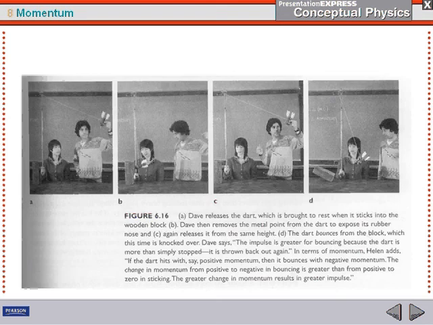And here's another picture of the demonstration. In the first one right here, the wooden block is hit with a dart, but the dart doesn't have any rubber tip on it. Here the dart has a rubber tip, and when the dart bounces off the block, it knocks the block over.